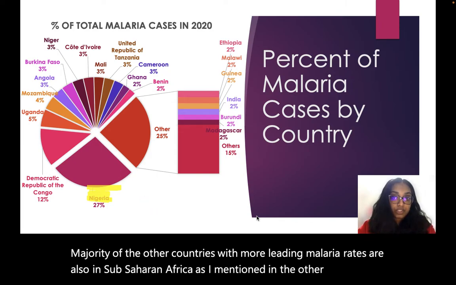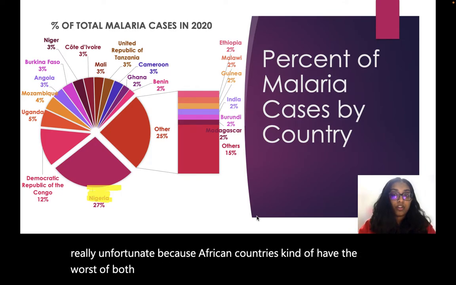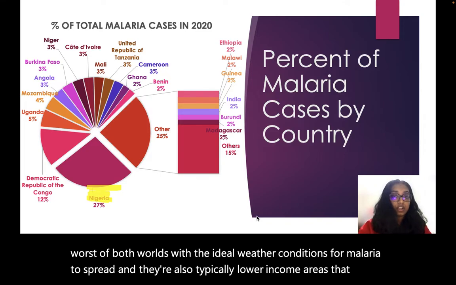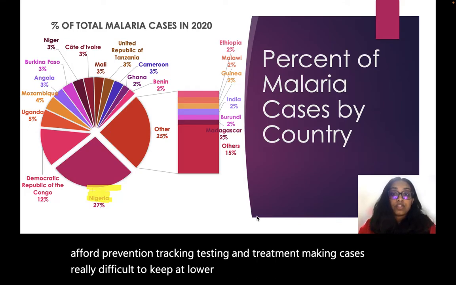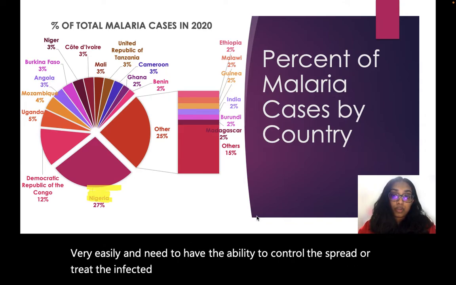And it's really unfortunate because African countries kind of have the worst of both worlds, with the ideal weather conditions for malaria to spread, and they're also typically lower income areas that can't afford prevention, tracking, testing, and treatment, making cases really difficult to keep at lower numbers. It usually spreads very easily, and when you don't have the ability to control the spread or treat the infected people, more and more people get infected very quickly.